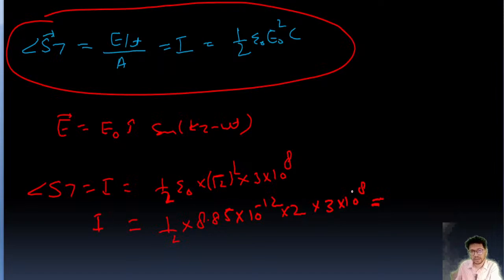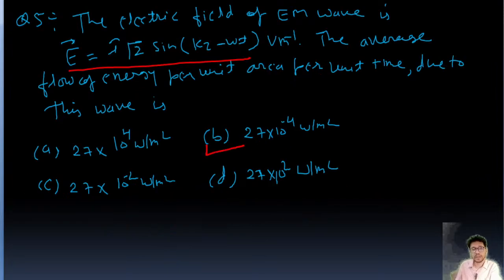This is going to be equal to energy per unit area per unit time, so that is going to be 27 into 10 to the power minus 4 watt per meter square. This is the answer. And which option is matching? Option B is matching, guys. Option B, this one. Okay, so this is the one. Next question.